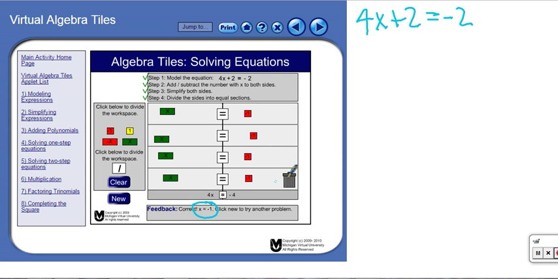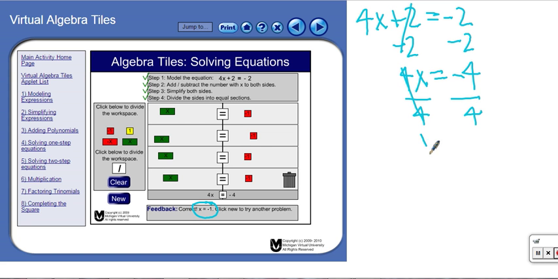So let's go ahead and do that. First we subtracted 2 from both sides, and we were left with 4x equals, and negative 2 minus 2 gives us negative 4, which is what we had over here. Then we split it up into 4 equal groups. So we got that x equals negative 1, and negative 4 divided by 4 will give us negative 1. It matches what we have so far here, but now we need to check our answer.